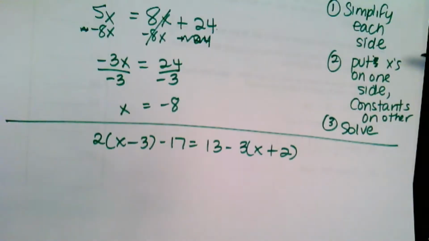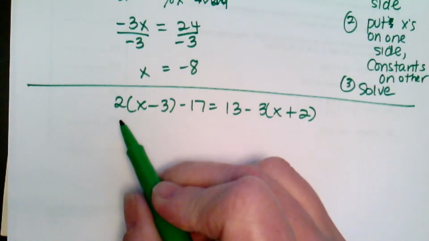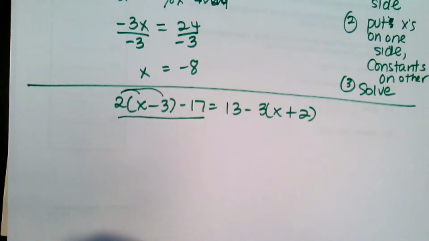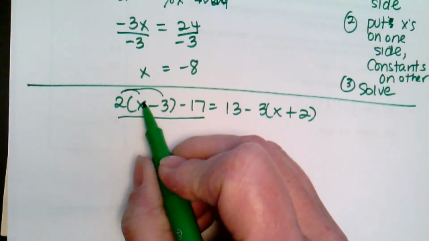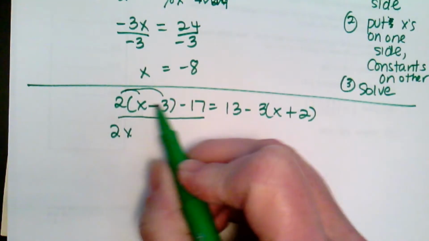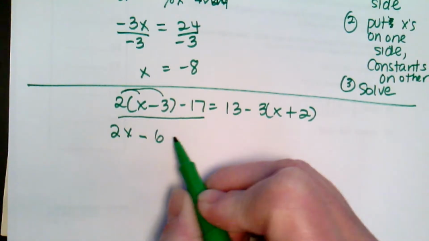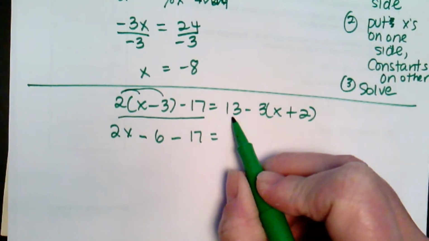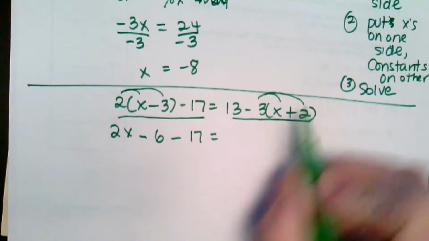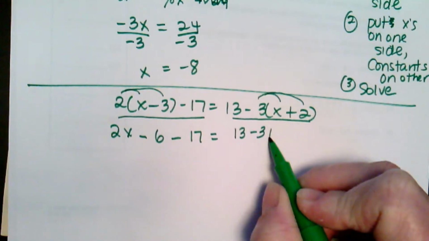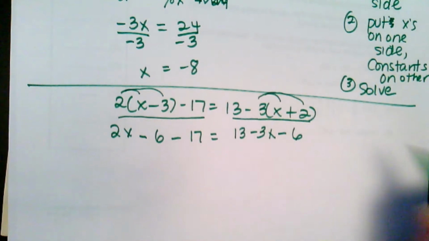Alright, so remember, simplify each side first. So let's look at this side. How can we simplify it? Well, we can get rid of the parentheses by distributing. 2 times x is 2x. 2 times negative 3 is negative 6. This side I can make more simple by distributing. Negative 3x, negative 6.